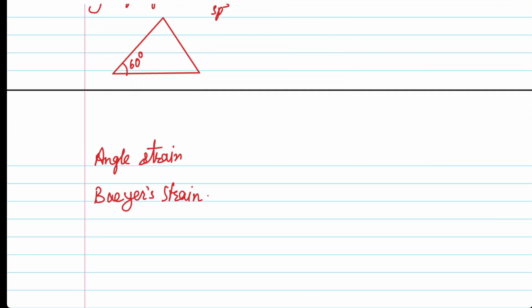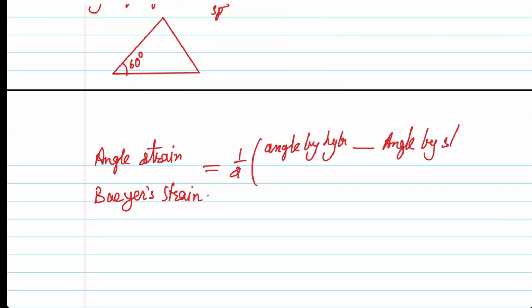So what I had told you is, if a molecule has an angle by the geometry or structure different from the angle predicted by hybridization, this particular molecule has angle strain. Angle strain can actually be put into numbers. It can be simply calculated by a formula. It is 1/2 times the angle by hybridization minus the angle by structure or geometry.